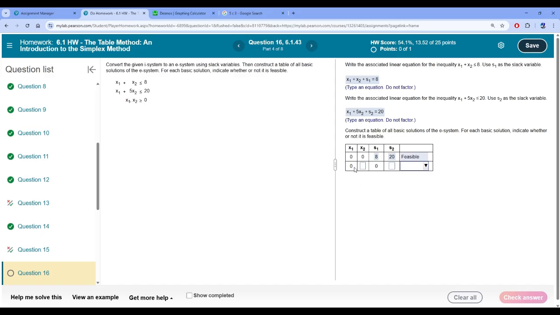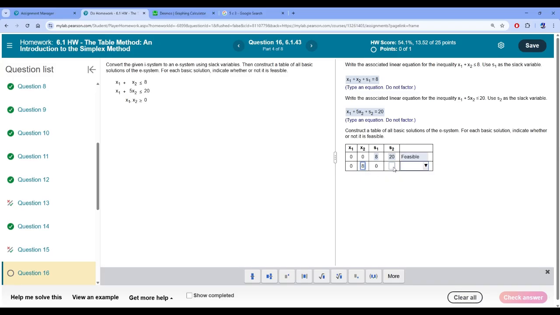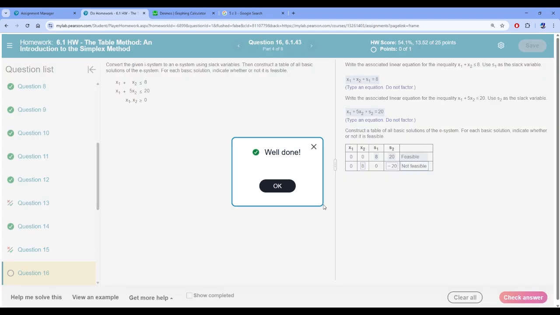If these two are equal to 0, x1, then that means this is equal to 8. And for s2, it'd be 0, 5 times 8, 40, so this is negative 20. And this would be not feasible, I think. Nice.